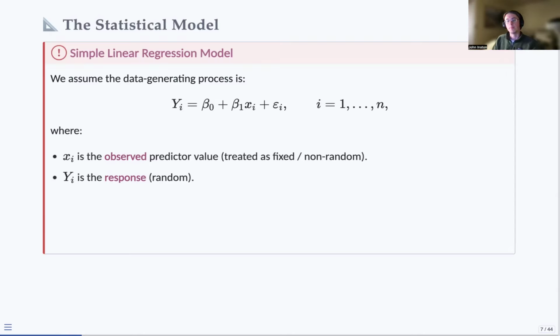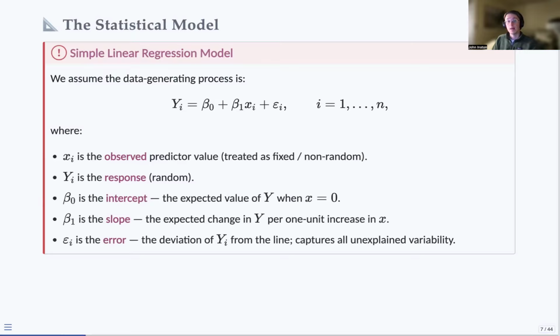But in this case, we have our response, which is random. We have our observations, lowercase x, which are fixed. They're not random because we have n observations, and then we have epsilon, which in this case is the error. This represents the deviation of our response from the line, and it captures all the unexplained variability. So this is where we capture the randomness. We're assuming that there is this deterministic linear relationship between y and x, plus this noise component, which is captured in the error.